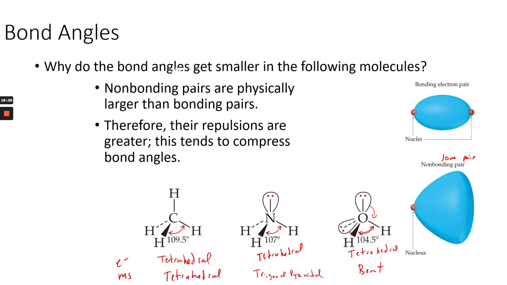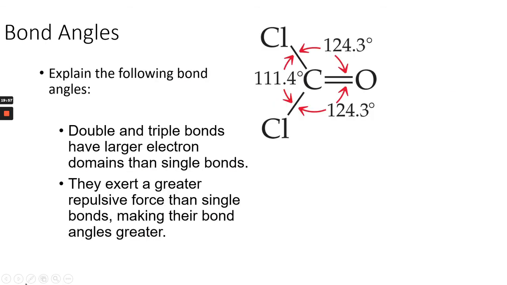So non-bonding or lone pairs repel more because their orbitals are much larger. So the repulsions are greater and they tend to compress the bond angle. Let's look at this case.